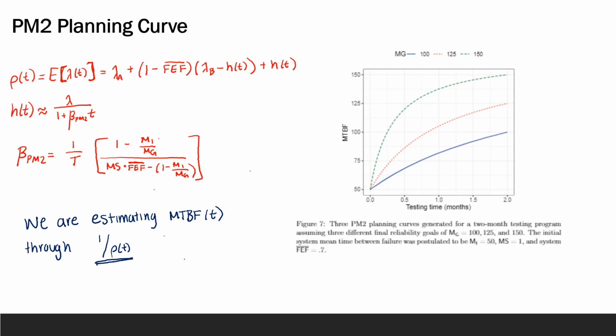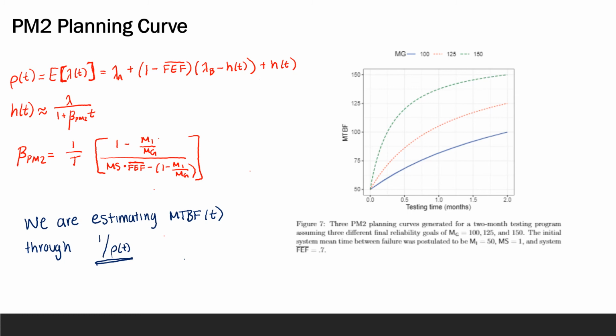Now, when we look at this graph off to the right, we see 3 PM2 planning curves generated for a 2-month testing program, assuming 3 different final reliability goals of 100, 125, and 150. And this is holding the initial system mean time between failure at 50 and MS equal to 1 and system FEF bar equal to 0.7. So all we're doing here is graphing different goal MTBFs to see what kind of idealized planning curve we get.